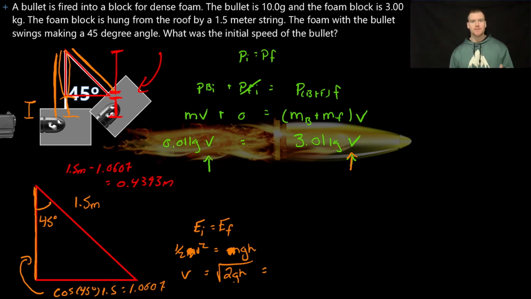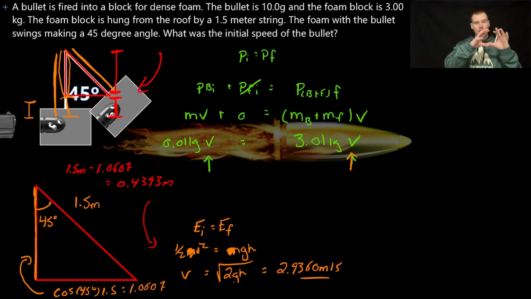And now I can use that in my conservation of energy calculation. So it's going to go down in there for height. So 2 times 9.81 times that 0.4393. Make sure you take the square root and you get an answer of 2.9360 meters per second. So that's how fast the bullet and the foam block are moving at the start of their swing.